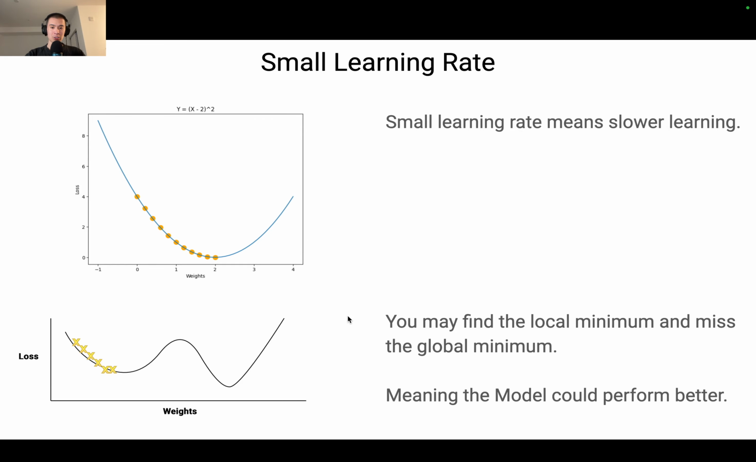Also, you may find the local minimum and miss the global minimum, meaning the model could perform better. So here, instead of a parabola shape, we had multiple mountains kind of thing. Anyways, notice that there are two minimums, and we want this minimum because it has a smaller loss. But because we have a small learning rate, it gets stuck on this minimum, and it could have had a better or lower loss here. And if we had a larger learning rate, maybe it could have hopped over this, so to speak, and found this at some point.